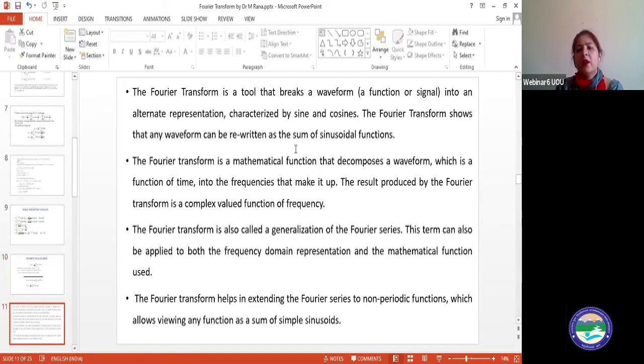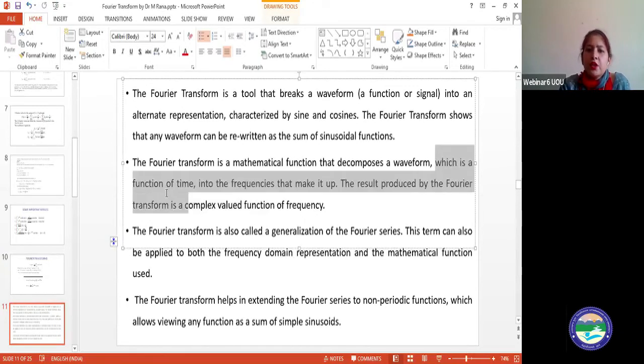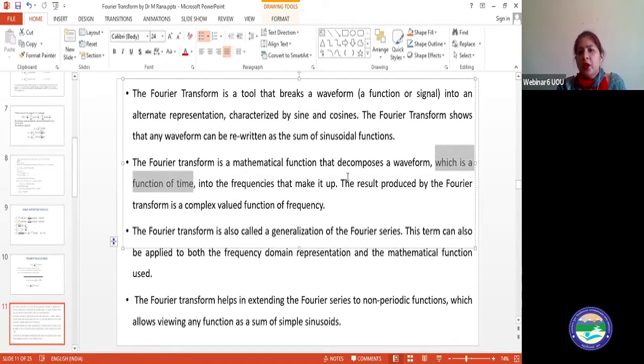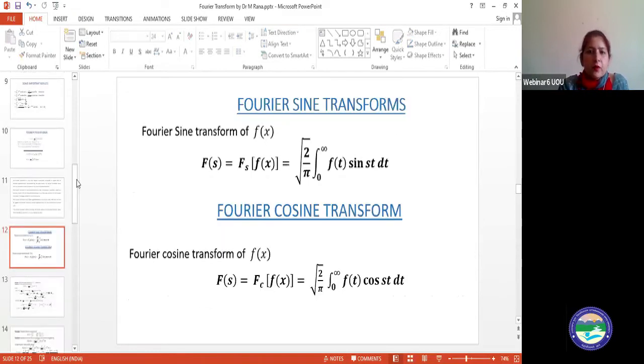So basically the Fourier transform is a tool that breaks the waveform or the signal into an alternate representation in terms of sines and cosines. You can see that this mathematical function decomposes a waveform from a function of time to a function of frequency. Again, as Laplace also changes the function from time to frequency, the Fourier also changes the function from time to frequency domain. Okay, so we'll move towards the Fourier sine transform.